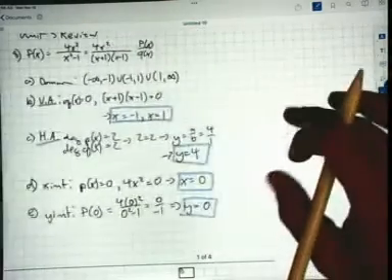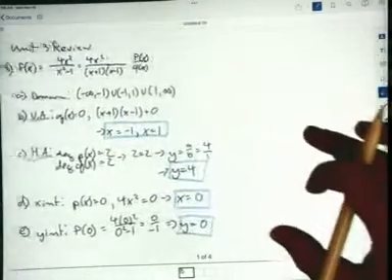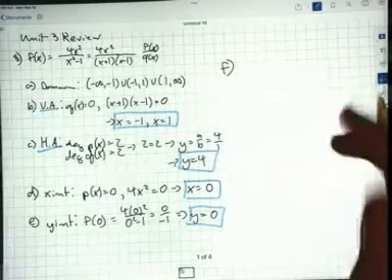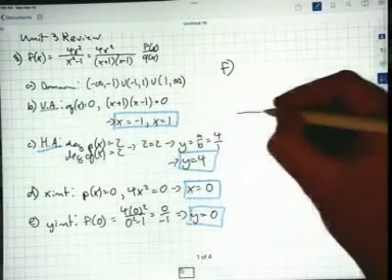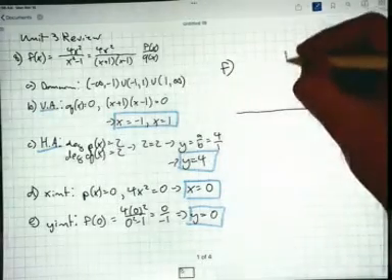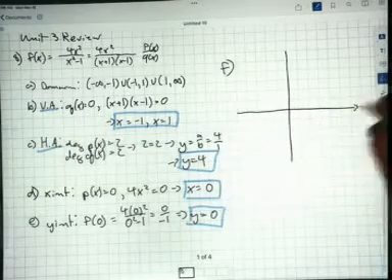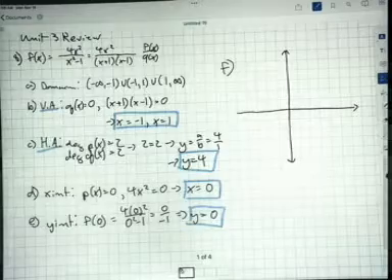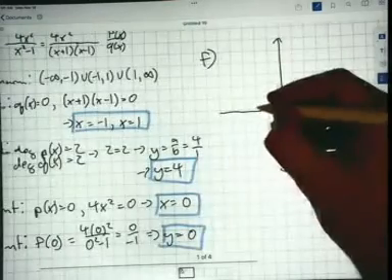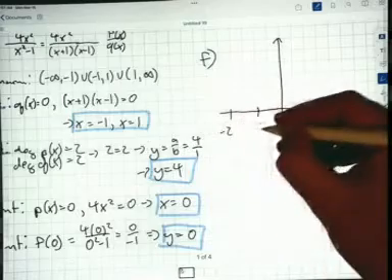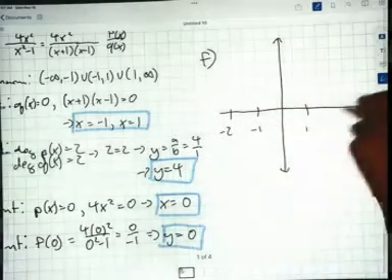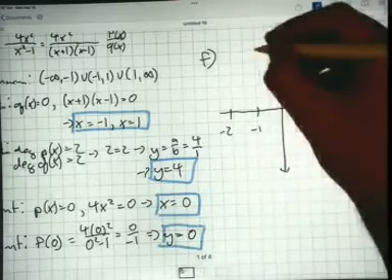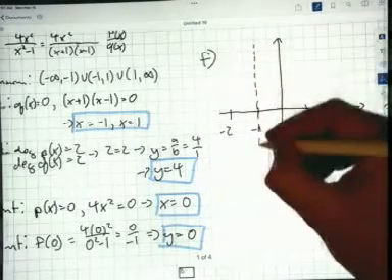And I'm going to come over here to graph, to do part F. Part F says to graph. So I like to start off by plotting my asymptotes. So let's declare that this is negative 2, negative 1, 1, 2. So we have vertical asymptotes at negative 1 and positive 1.